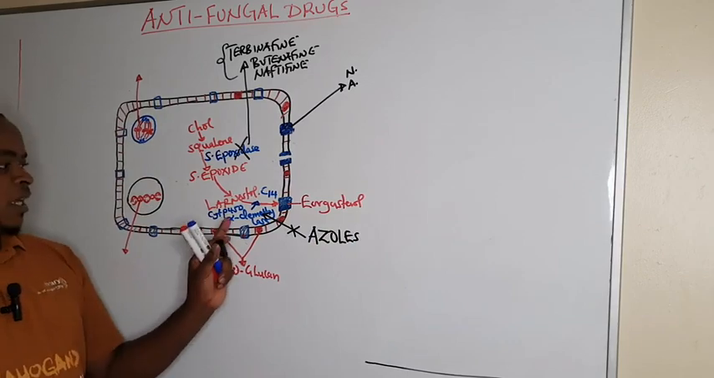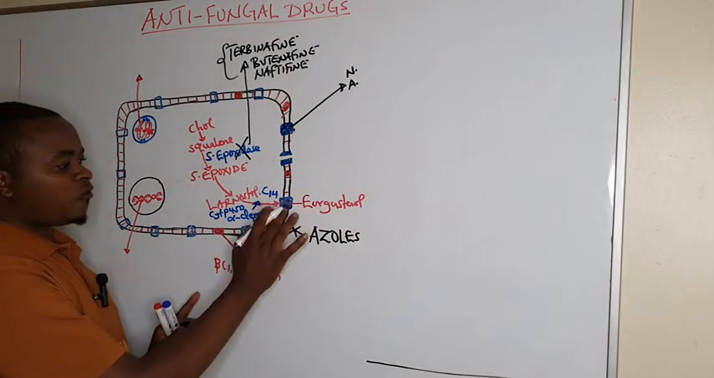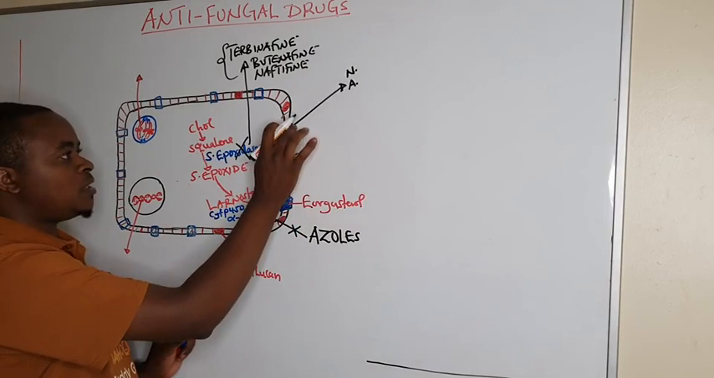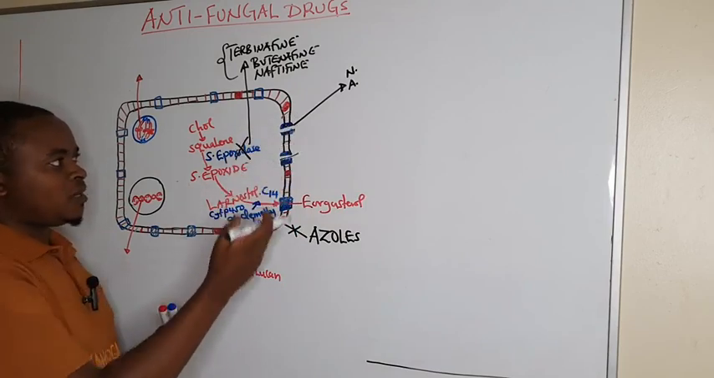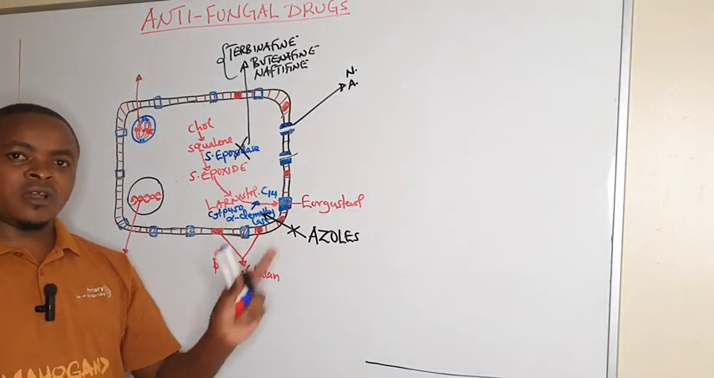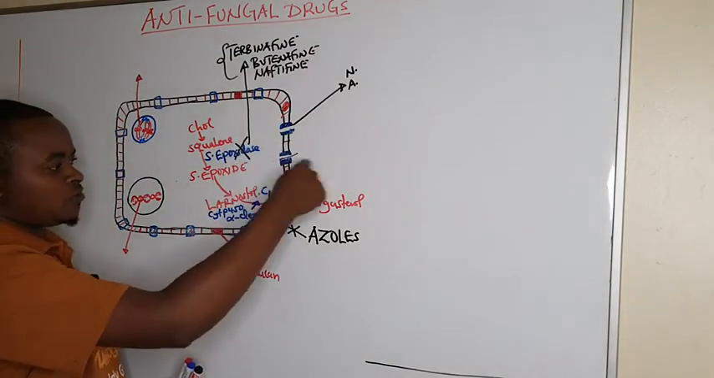Because after inhibiting formation of ergosterol, we shall not be able to form ergosterol within the cell wall, which will create pores, small pores in the cell membrane due to lack of this ergosterol in the cell wall, leading to fungal death due to the leakage of intracellular contents.